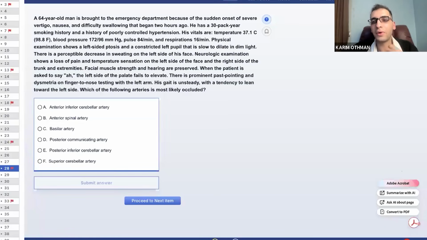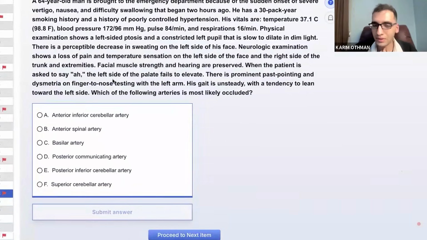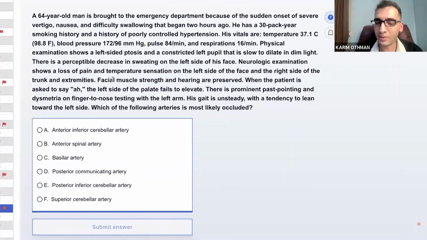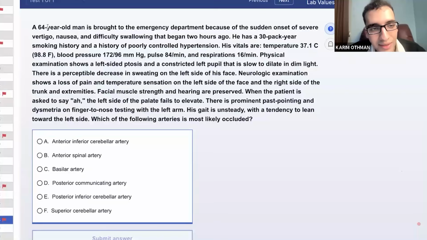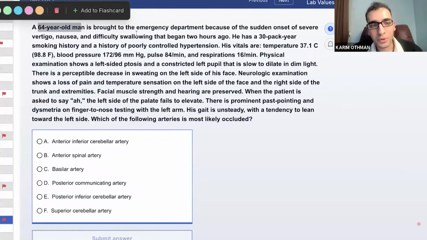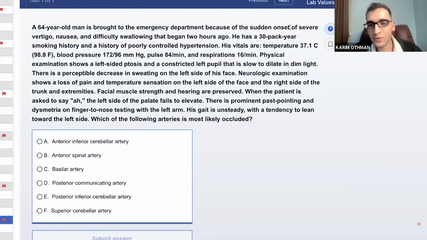So that's from our new QBank, the Synapse QBank itself, and we will try to read it together and figure out the best way to answer this question. So let's read it. A 64-year-old man is brought to the emergency department because of sudden onset of severe vertigo, nausea, and difficulty swallowing that began 2 hours ago. Until now, I didn't get any useful information.